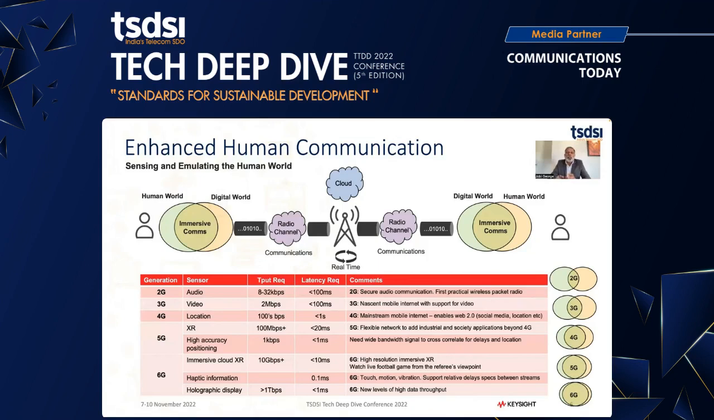This is nothing but you will be watching a football match from the perspective of the referee who is in the field, or a player in the field. As I already mentioned, haptic information such as sensor feedback, vibrations, and touch are all captured here. And for a holographic display, as I already mentioned, it takes about 1 terabit per second bandwidth. So as we can see, moving from 2G to 6G, the human and digital worlds are overlapping much more strongly.